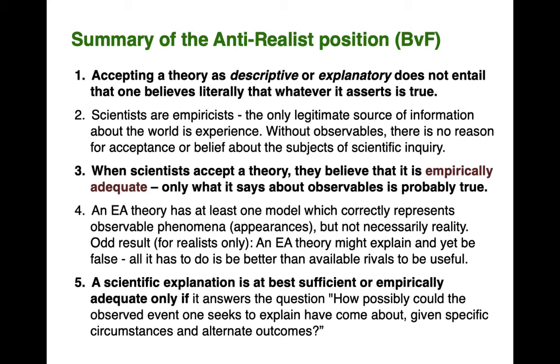There's an odd result here for realists that an empirically adequate theory might explain and yet be false. All it has to do is be better than available rivals to be useful. The scientific explanation is at best sufficient or empirically adequate only if it answers the question, how possibly could the observed event one seeks to explain have come about, given specific circumstances and alternate outcomes?